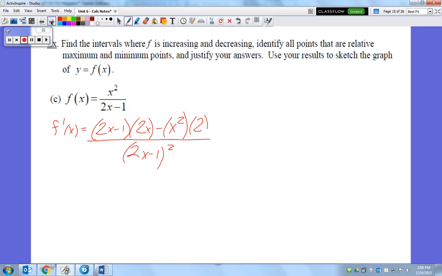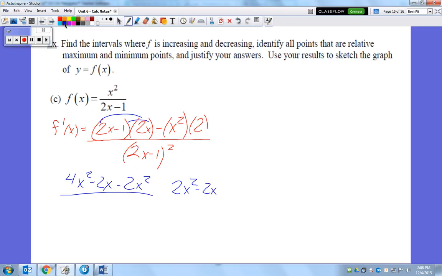Simplify, yes, definitely simplify. I would simplify, not necessarily going for setting them equal to 0 yet, and you'll see that in just a bit. Distributing this would give me 4x squared minus 2x minus 2x squared if I continue to do the top. Combine like terms: 2x squared minus 2x.